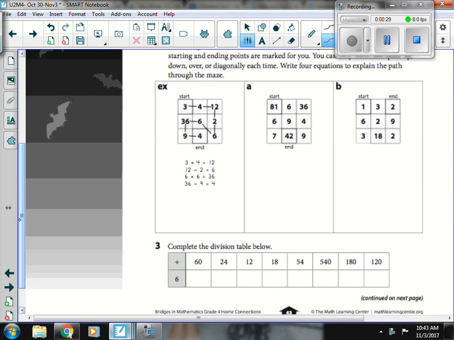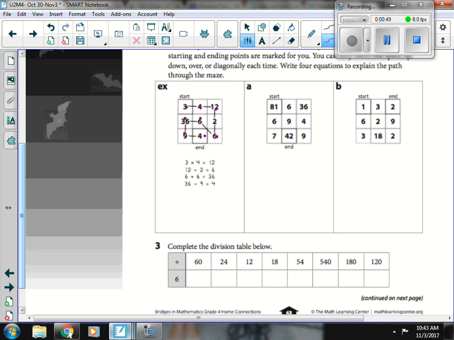So you need to find the correct facts to work your way through the puzzle to get from the start to the end. So for example, the first one we did 3 times 4 is 12, divided by 2 is 6, times 6 is 36, divided by 9 equals 4. And they wrote each equation as they went.